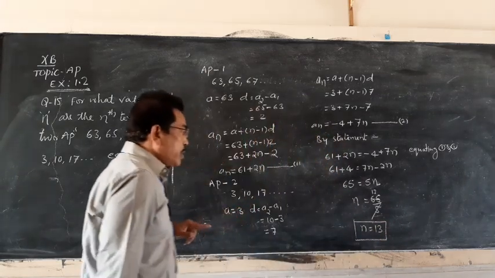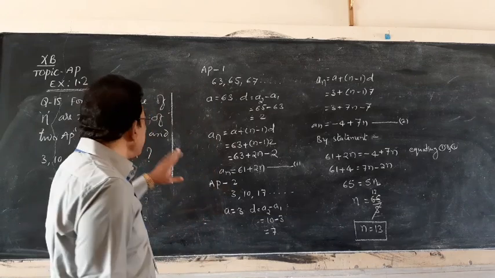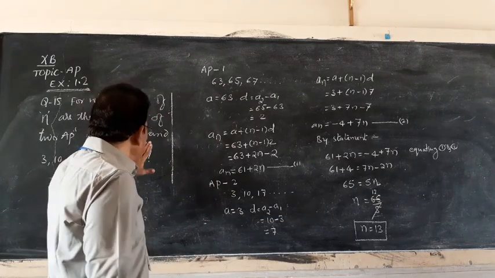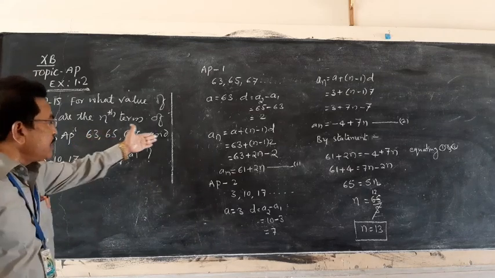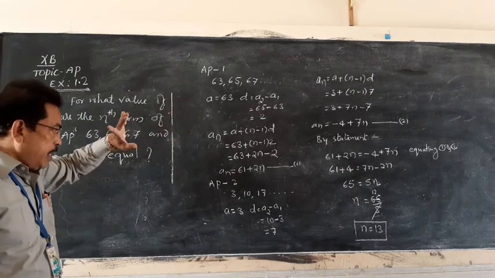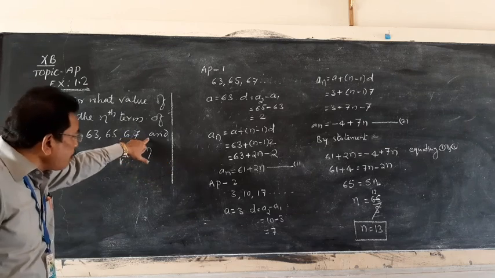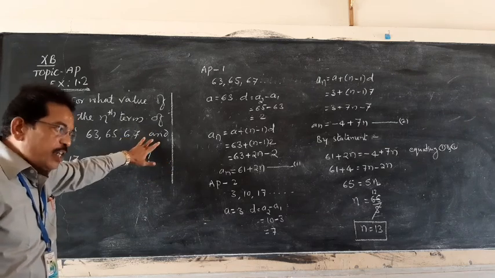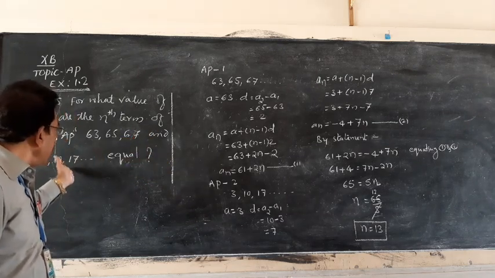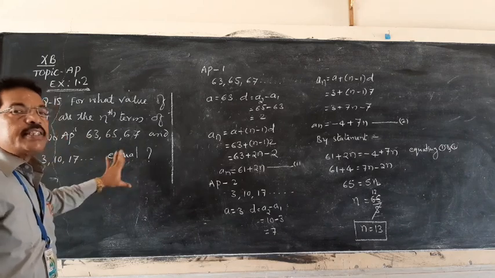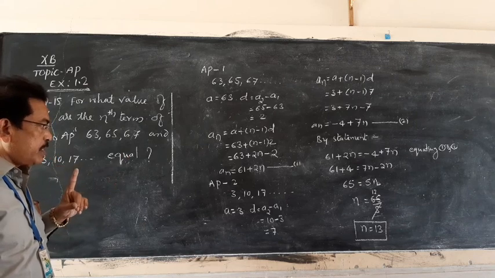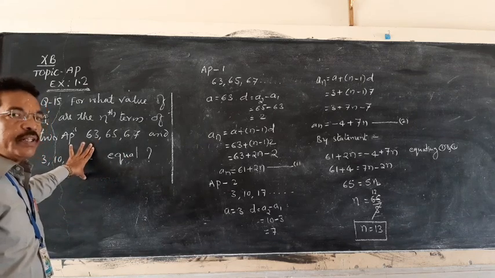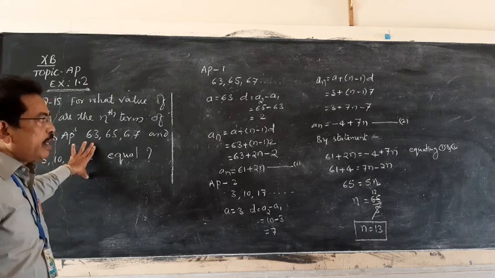n equals 13. The 13th term of both APs is equal. If we go on writing the terms of the AP, the 13th term will exist in the first AP as well as the 13th term in the second AP also. So the 13th term is the correct answer for this one. Okay, write down.